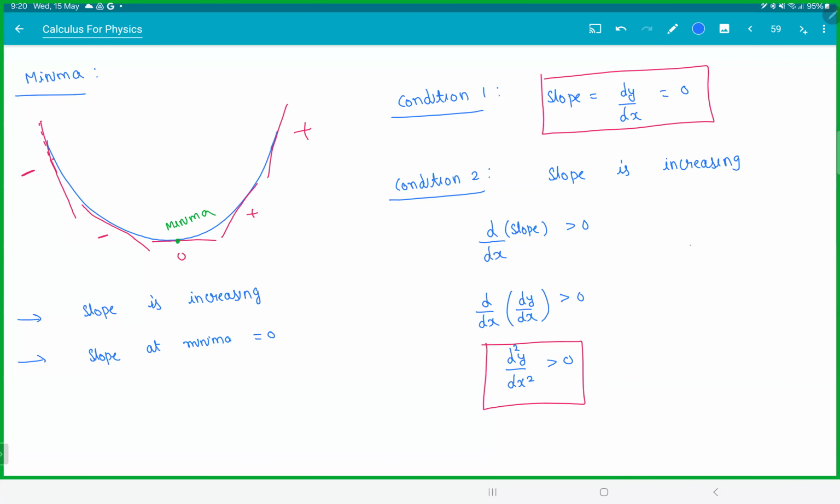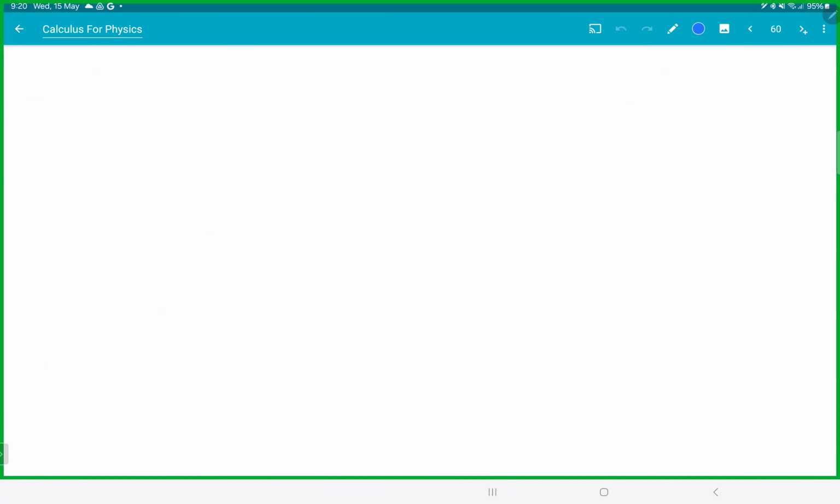Let's see a question. Let me show you an example. Let's say I give you a function y is equal to x square minus 3x plus 2. I want to find the maximum or minimum value of y. I don't know whether this has a maximum or minimum value, any one or both. So this is what we do.